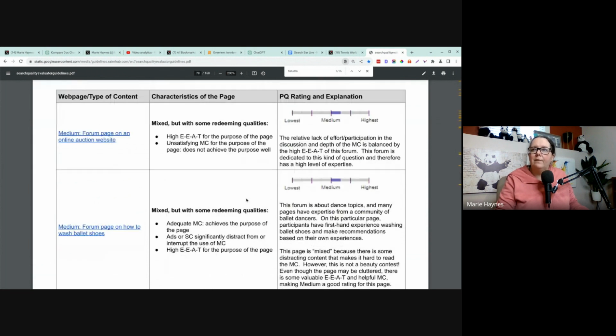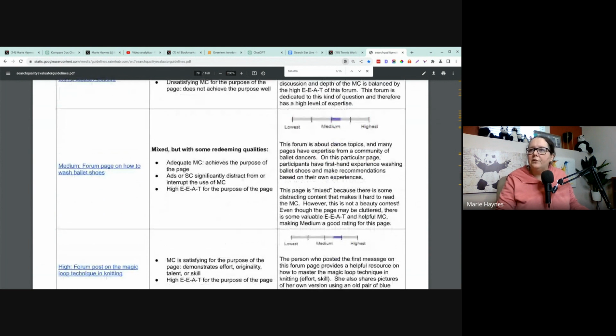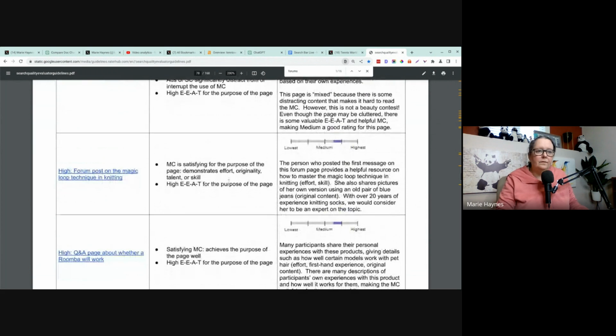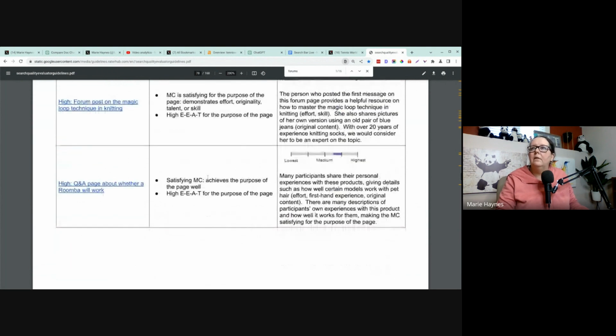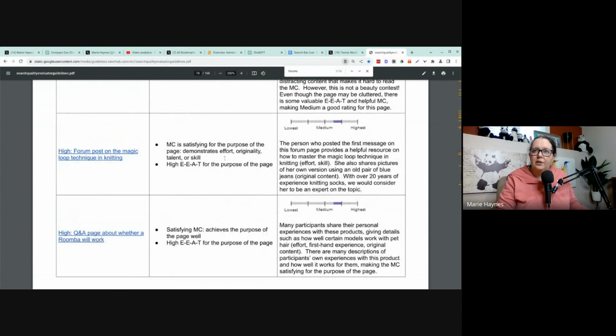Relative. Okay, I want to find a high quality one. Forum page on how to wash ballet shoes. Let's see here. These are medium high. Main content quality is satisfying for the purpose of the page. High EEAT. You know what? Let's look at this. Forum post on. Can I open it? There we go.